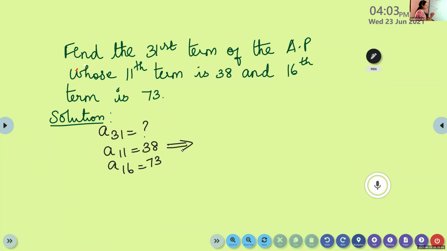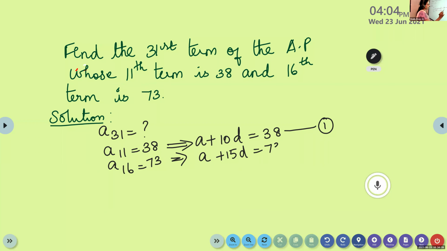A11 is 38. That means what can we write? Pia, how will you write A11? Yes, ma'am. a plus 10d. So a plus 10 into d is 38. I name this as equation 1. Rosebi, what about A16? a plus 15d is equal to 73. This is our second equation.